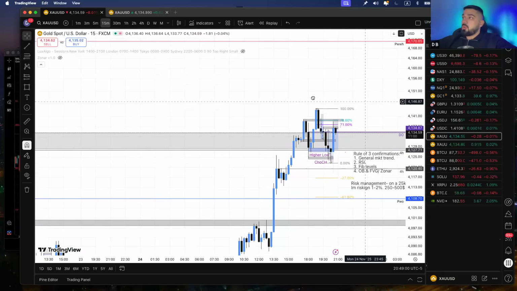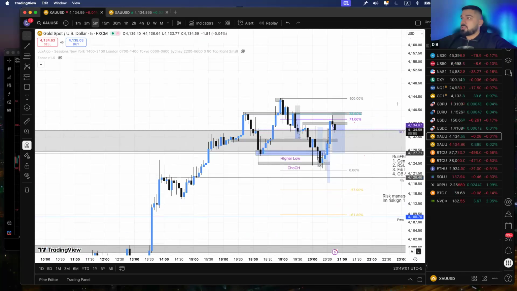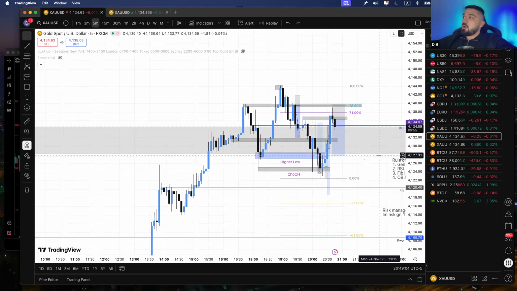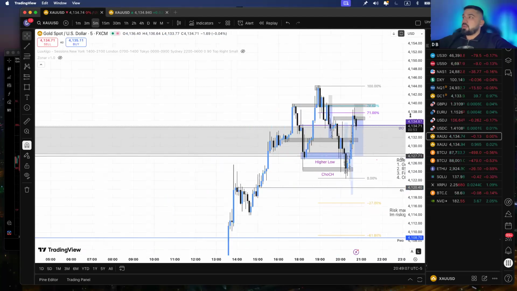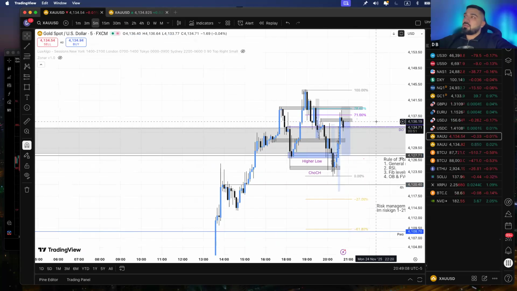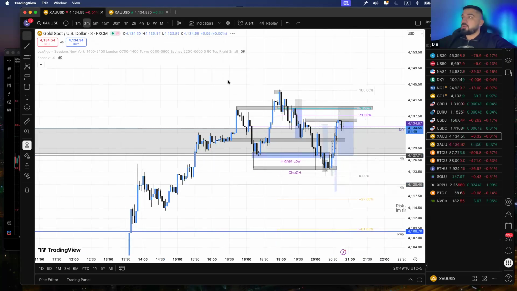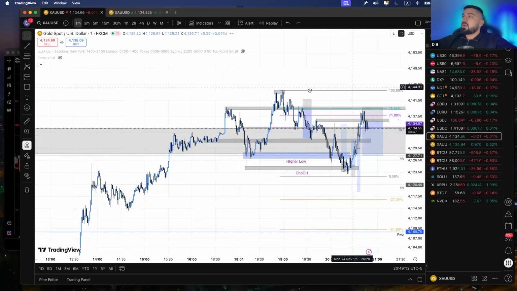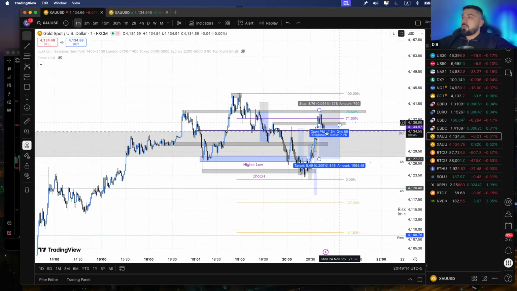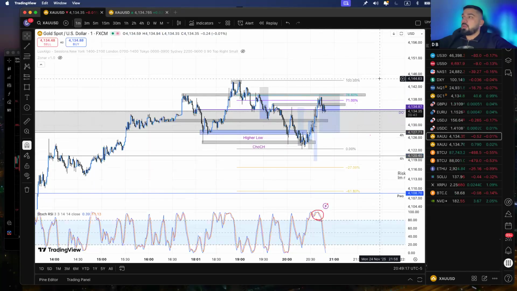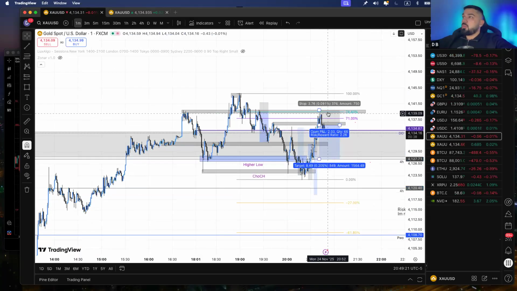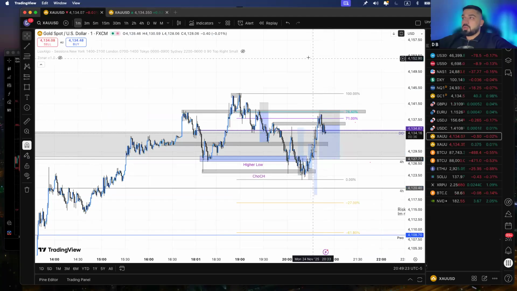We might break lower, but it's just interesting to see how we get the reaction off of those levels that we mark up. And notice how we're hovering around the daily open and so on and so forth. So price is quite predictable, especially around the important levels. Notice how we are around the daily open again. Price has moved lower on RSI. We've rejected the 71 and 78 fibs, which is pretty good.